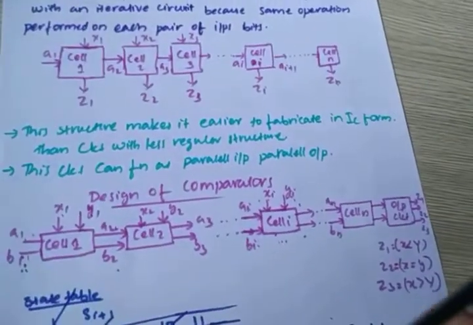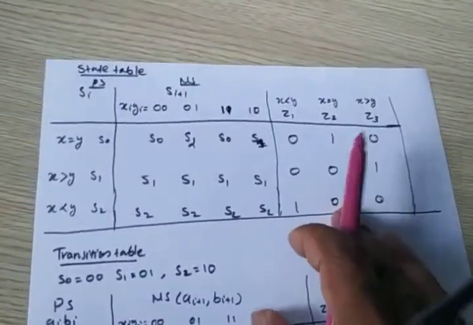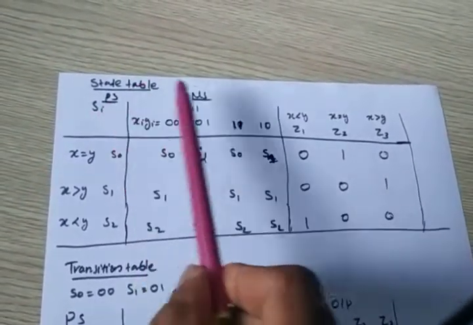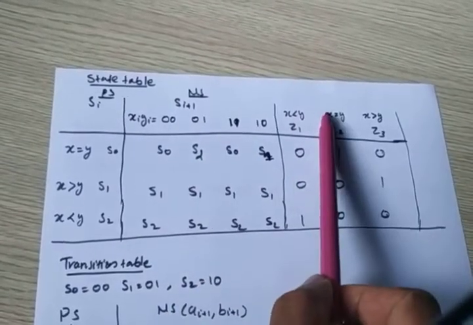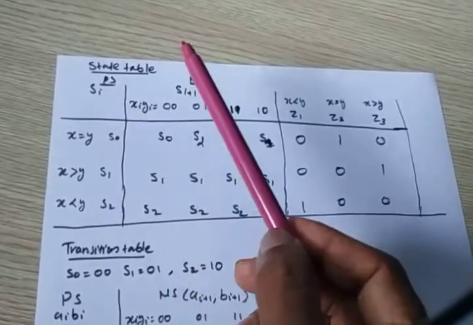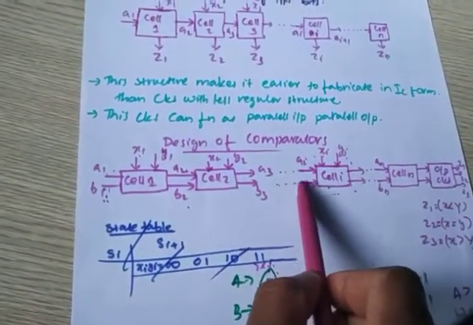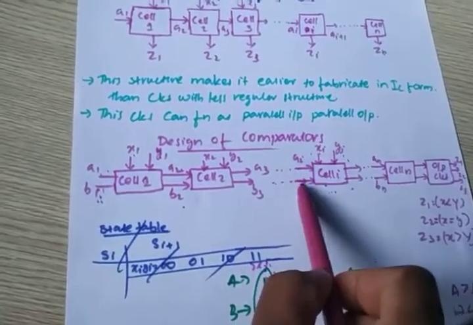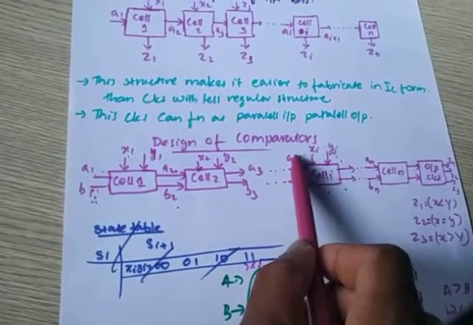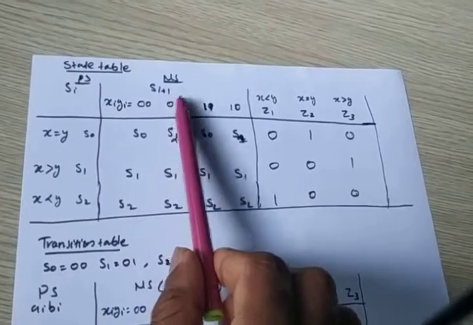Now we need to draw the truth table, the state table for this comparator. This is the state table: present state, next state, output. What is the present state? Si. Suppose the present state is stored here. I told you which state is stored here: if both are equal, x equal to y; if one is greater, x greater than y, or y greater than x. Like that, conditions are there. This is the present state, next state, outputs.